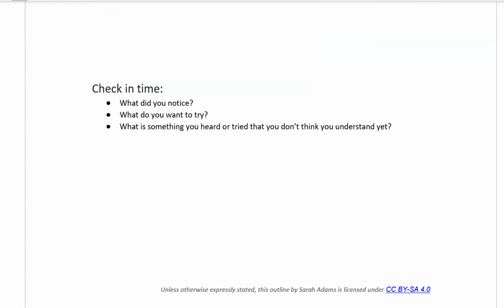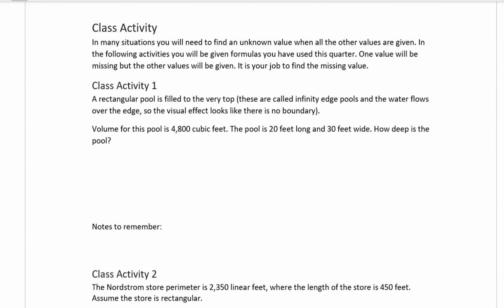Go ahead and fill out these check-in questions around the swimming pool example that we just went over. What are some things that you noticed? What are some things that you wanted to try? And what's something that you heard or tried that you don't think that you understand yet? Let's work on some of these activities.